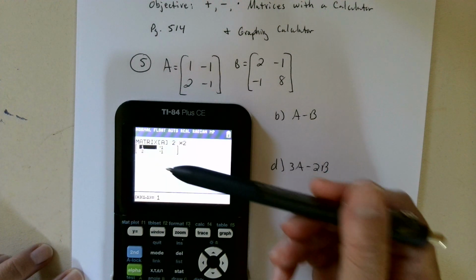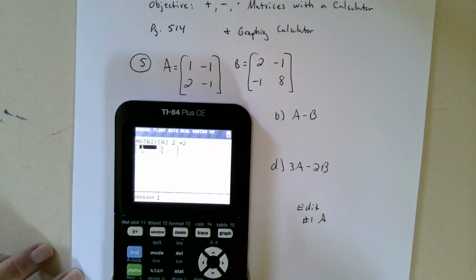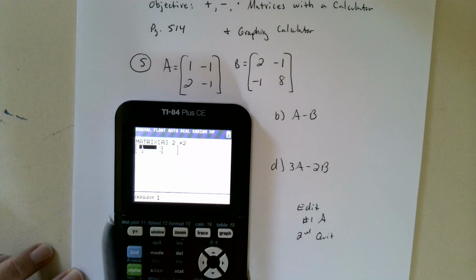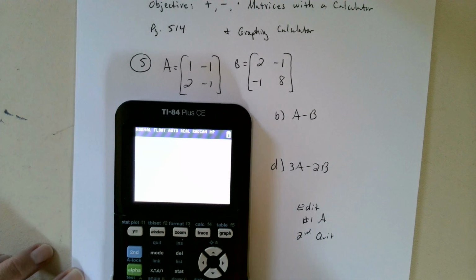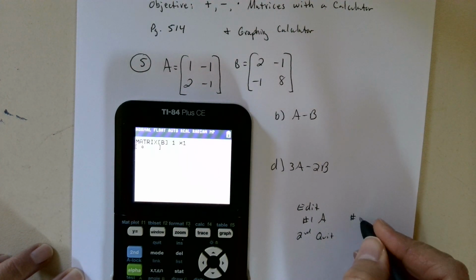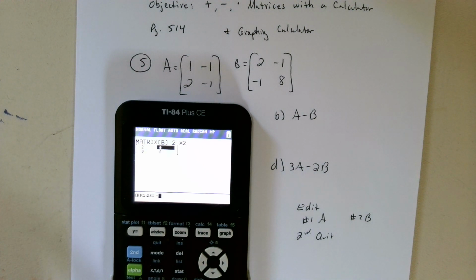And it's nice how they put it up here in exactly the same format as we have here. And then don't forget you need to hit second quit to get out of this matrix and for it to save. Okay. And now I'm going to go back to my matrix and I'm going to edit. But this time I want number 2. And that's going to be my matrix B. And it is also a 2 by 2. And I'm just going to enter it in: -1, -1, and 8. And I'm going to hit second quit.